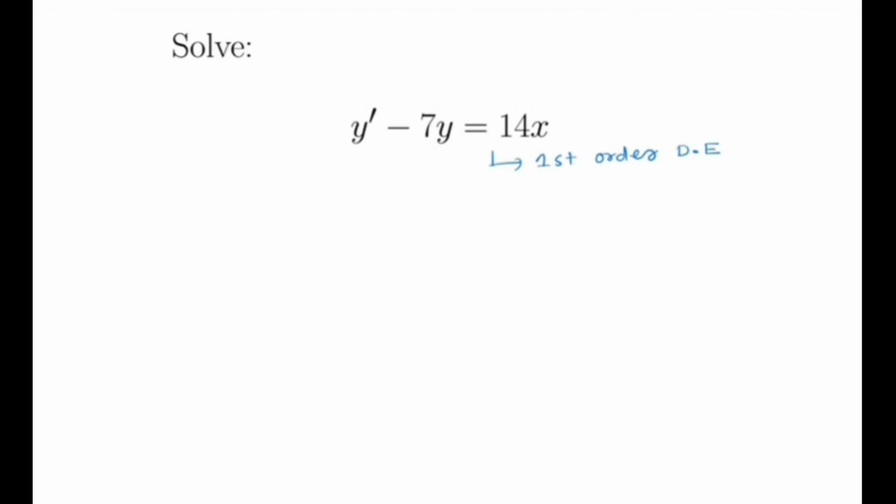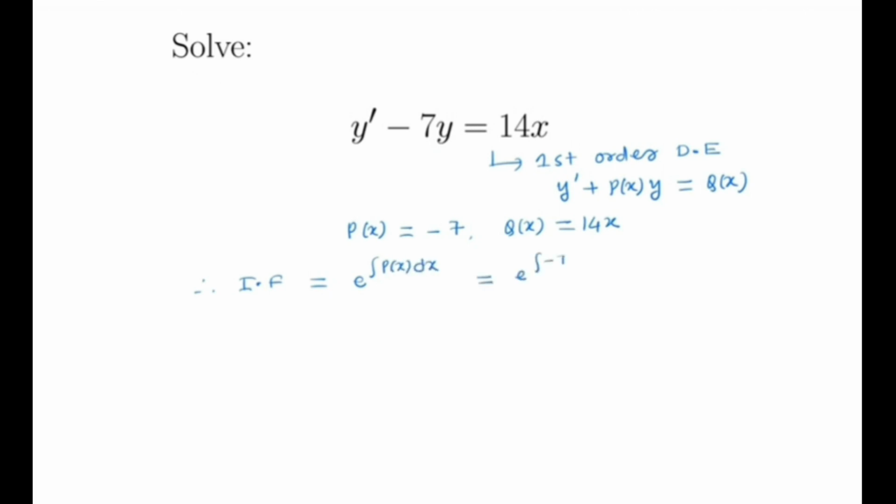Now compare this first order differential equation to the general form. The general form is given by y prime plus p(x) times y is equal to q(x). So here by comparing we get p(x) equal to minus 7 and q(x) equal to 14x. We know the formula of the integrating factor is given by e to the integral p(x) dx. And here what is p(x)? That is minus 7 dx. So that will be e power minus 7x.